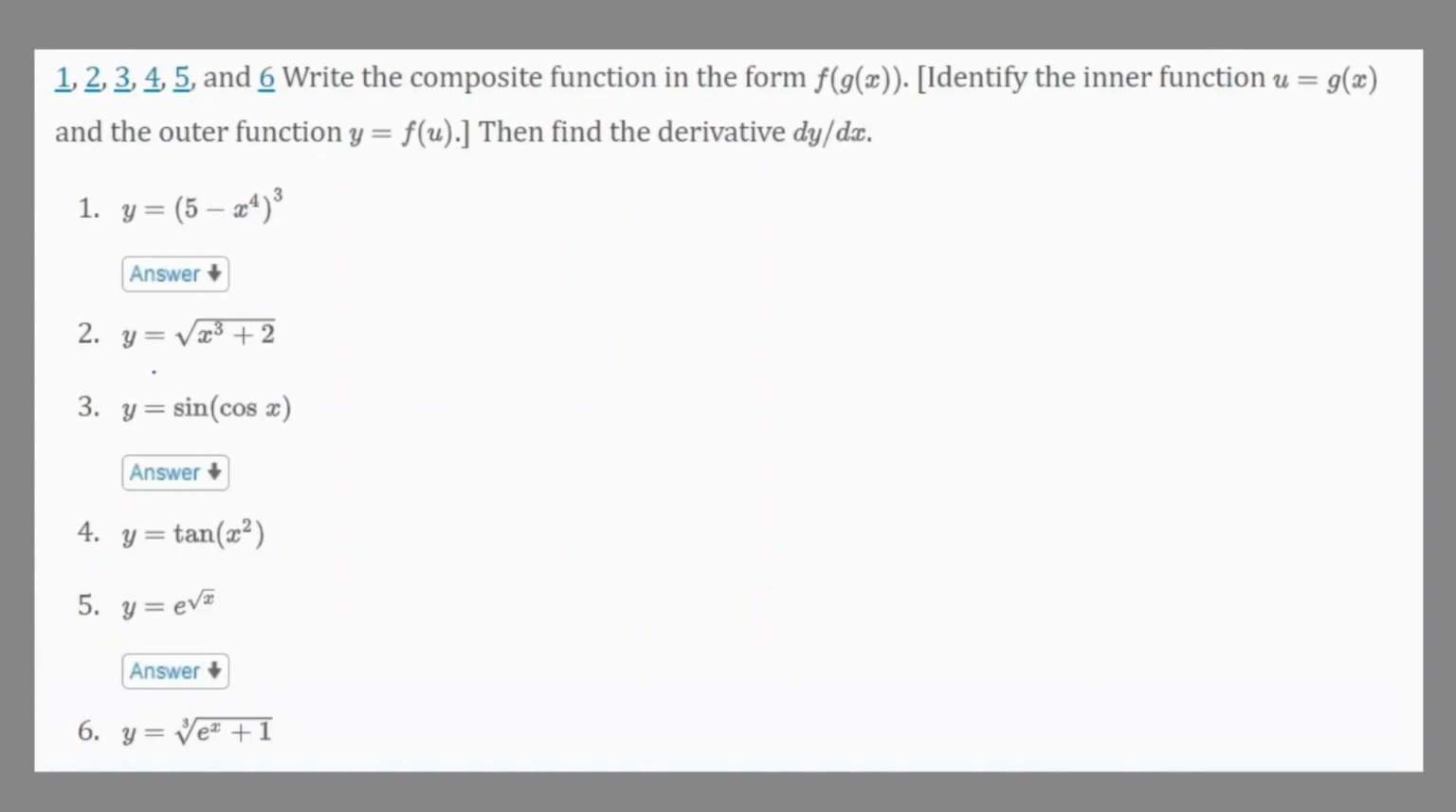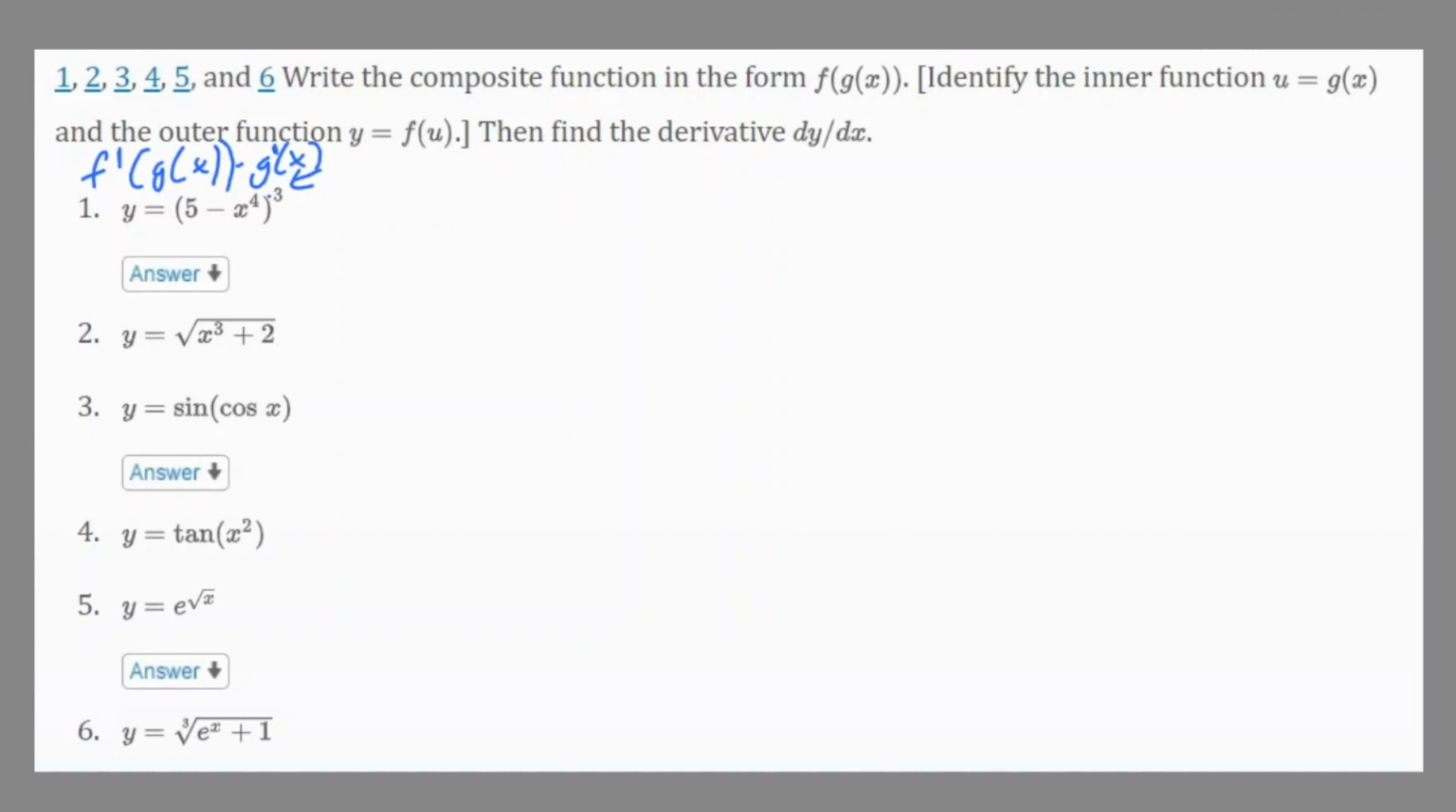Alright, so let's move on to these questions here. We're going to be using the chain rule for all of this. For number 1, we have y equals 5 minus x to the 4th power, all to the 3rd power. For the chain rule, let's write it out here: f prime of g of x times g prime of x. It's a little bit congested there.